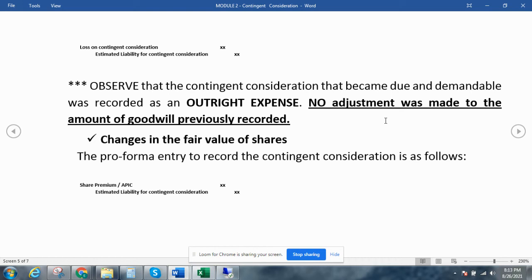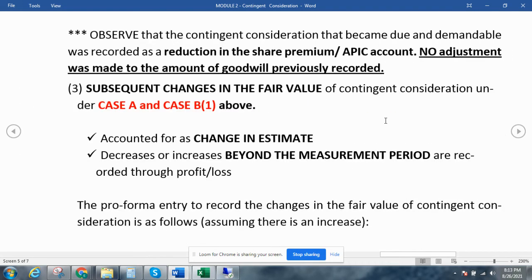So the pro forma entry to record the contingent consideration will be as follows: a debit to share premium or APIC, then credit estimated liability for contingent consideration.